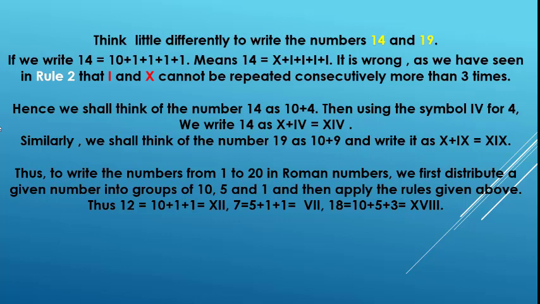The next number is 18, which is equal to 10 plus 5 plus 3. By substituting the values in Roman numbers, 10 is equal to X, 5 is equal to V, and 3 is III. The number is XVIII, which is 18 in Roman numbers.